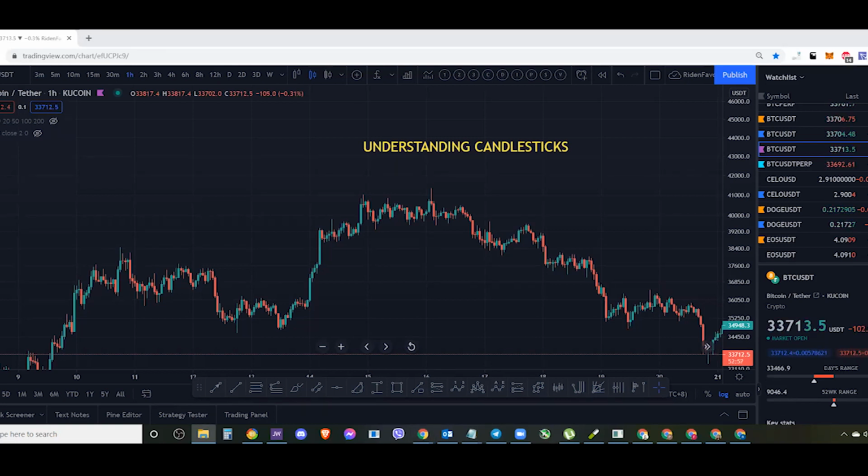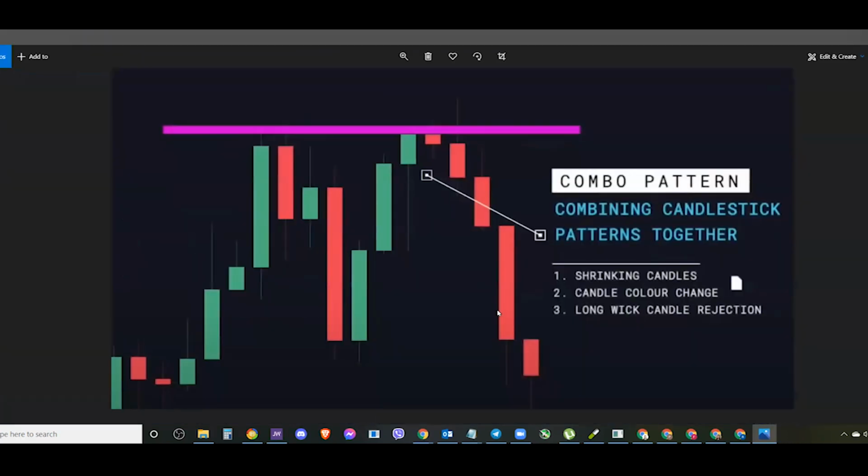Okay? Tapos, bigyan natin ng mga examples. So, klaro na tayo dyan. Yung mga combo ng pattern na yan, pwede natin tignan. Ibig sabihin, katulad dito, nakakita tayo ng shrinking candles. Ibig sabihin, lumiit, no? Lumiit.